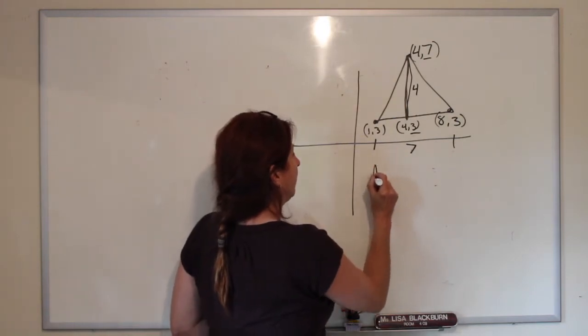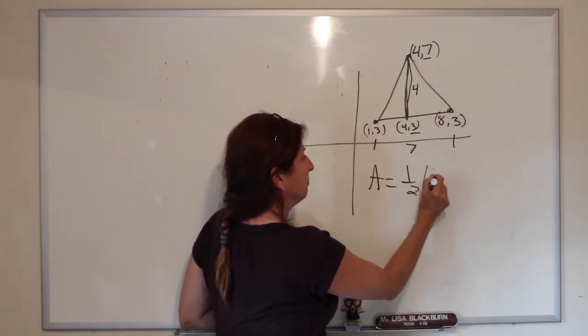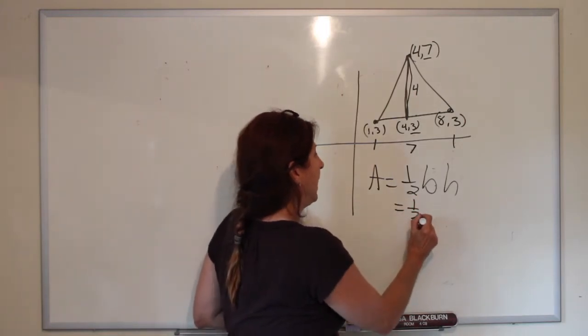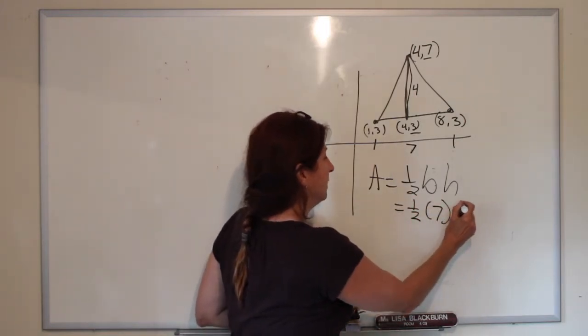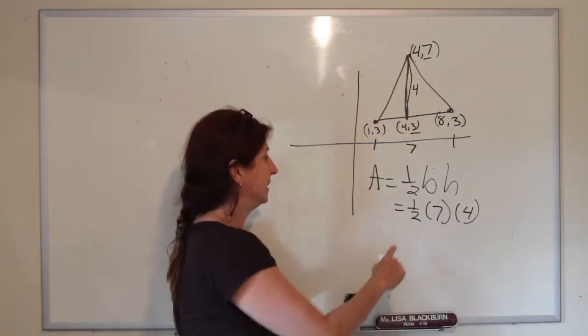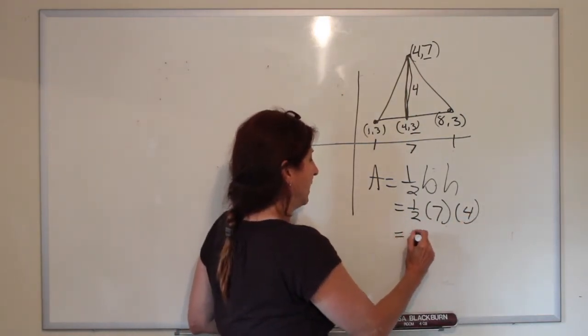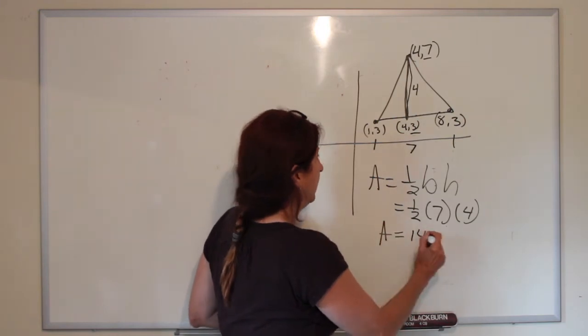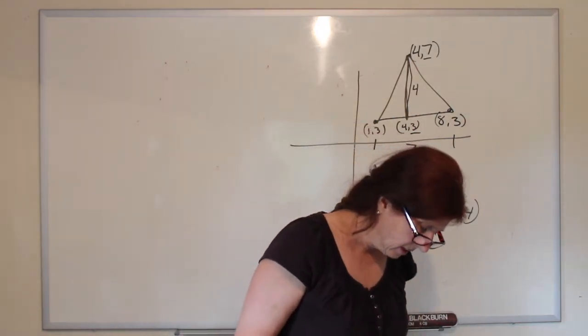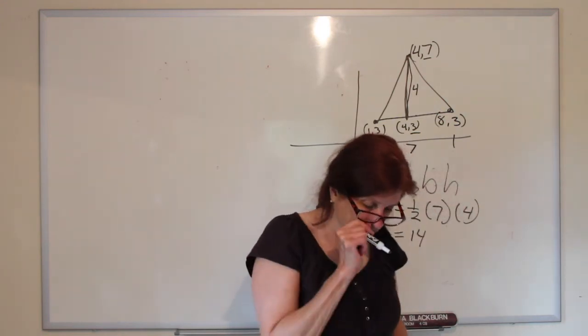So our area is 1/2 base times height. So it's 1/2 times 7 times 4. 7 times 4 is 28. Divided by 2, or 1/2, is 14. I don't think we have any units to this, do we? Nope. 14 square units, they put.